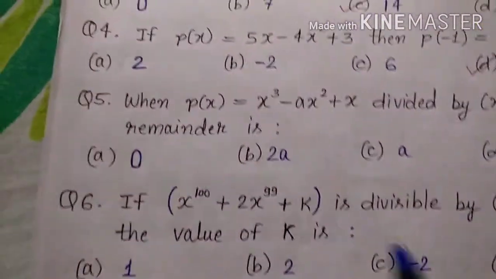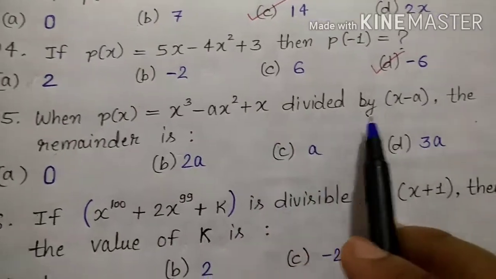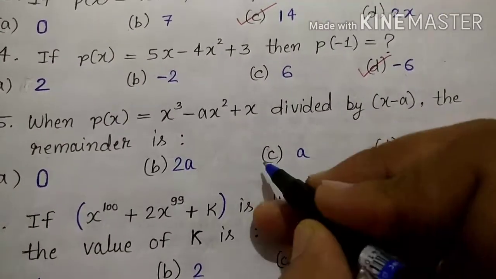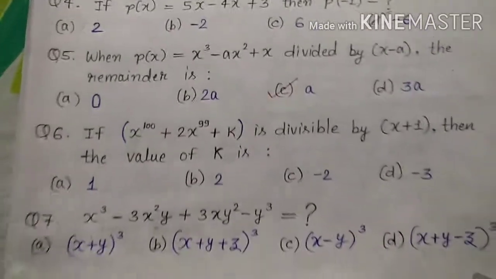So what is the answer of question number 5? When p(x) equals x cube minus ax square plus x is divided by x minus a, the remainder is a. So our answer is part C. Now move to question number 6. What does question number 6 say?